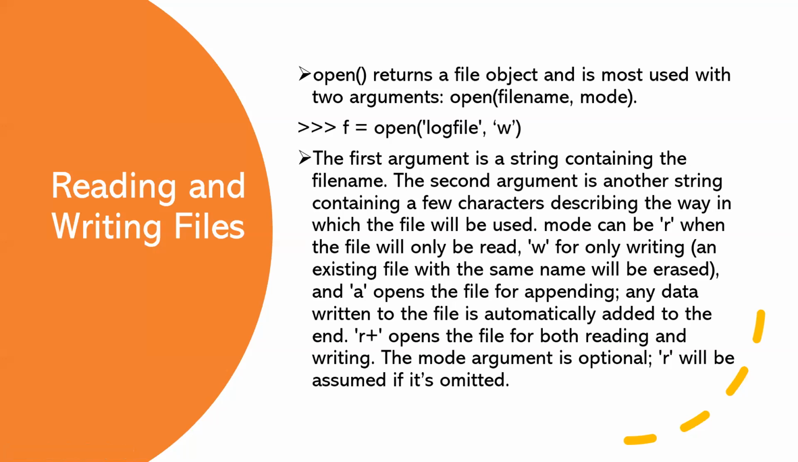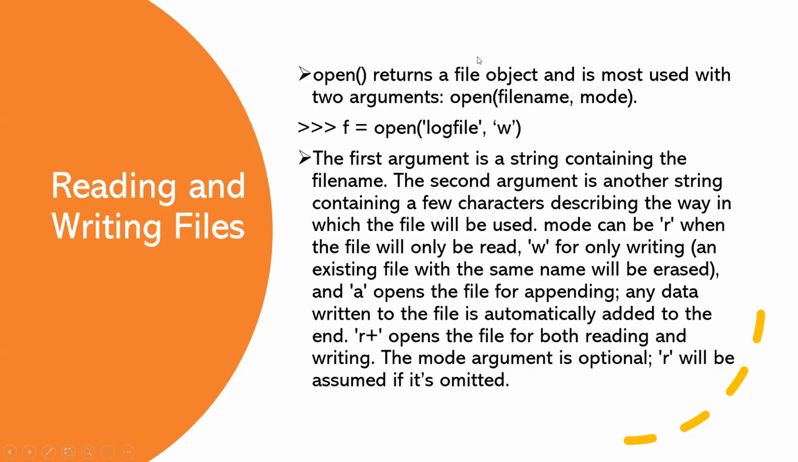The open function returns a file object and is most used with two arguments: open(filename, mode). The first argument is a string containing the file name. The second argument is another string containing a few characters describing the way in which the file will be used. The mode can be r when the file will only be read, w for only writing, and a opens for appending.